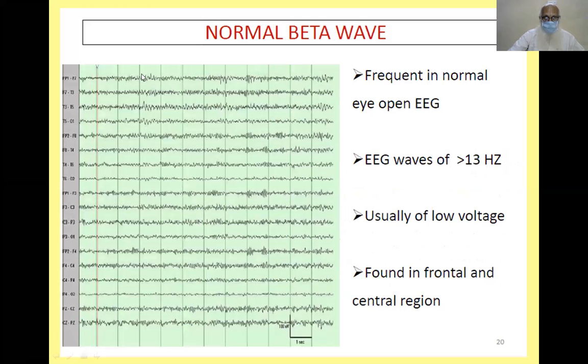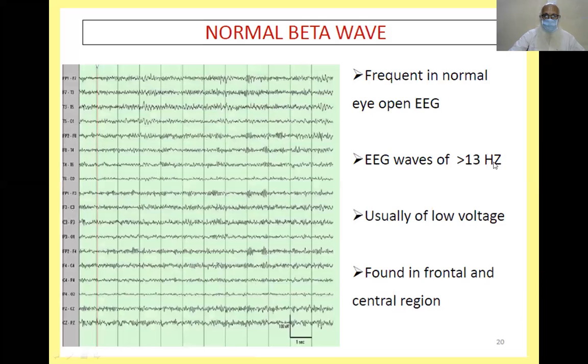And then beta waves, which you have just seen, are frequent in the normal eyes open EEG. These waves are much faster than what we have seen for the alpha waves. And the voltage is very low. So we can easily discriminate between the alpha and beta. And they are more found in the frontal region and the central region.